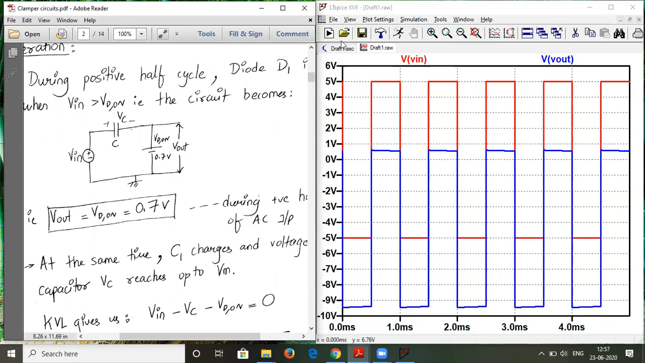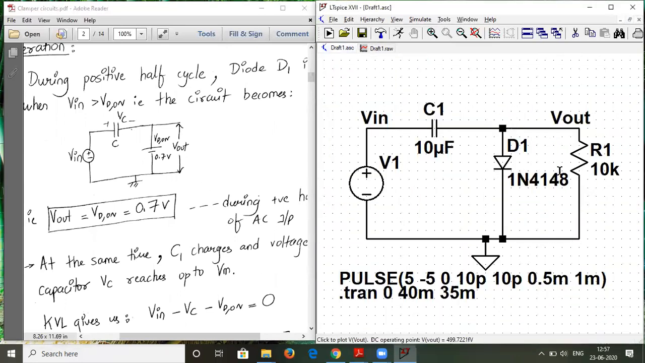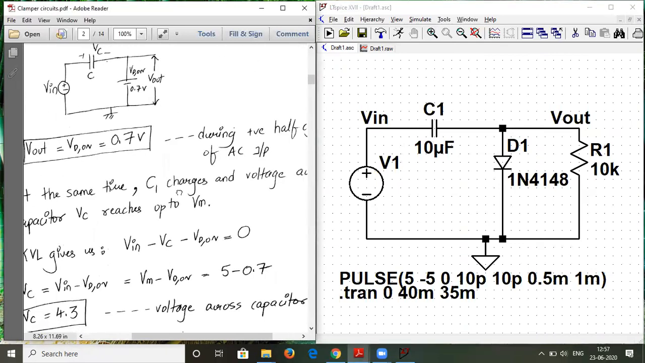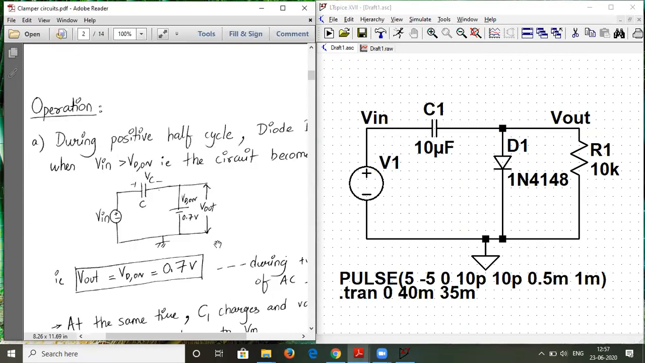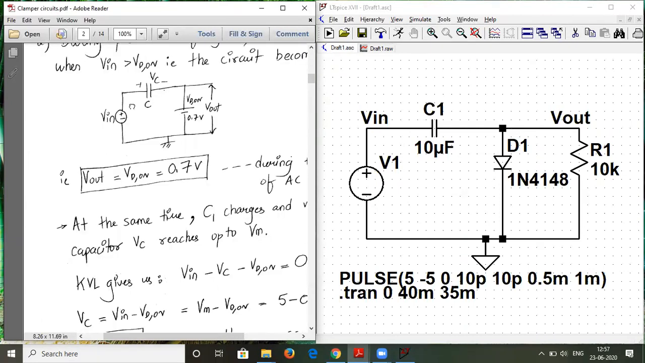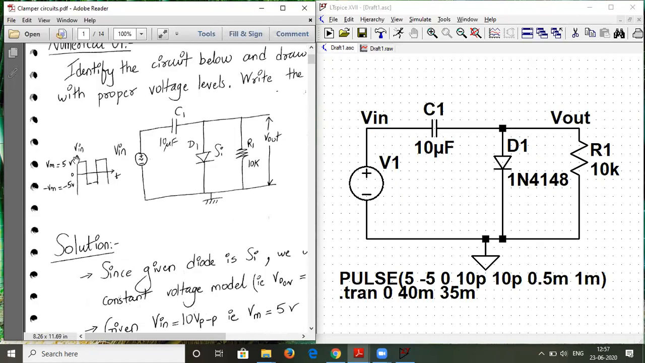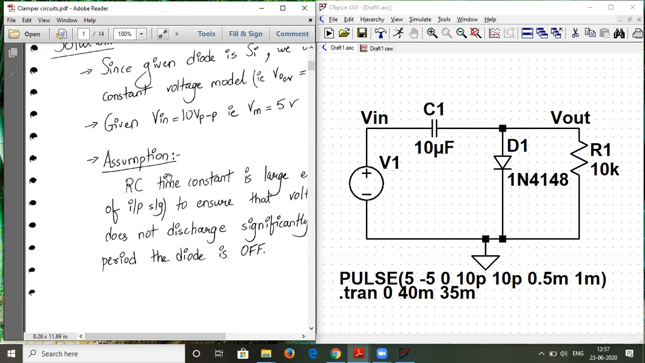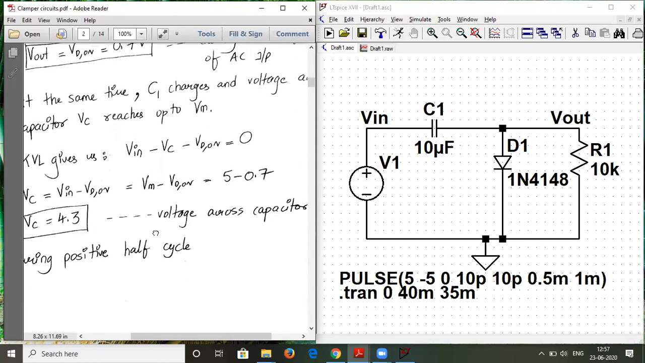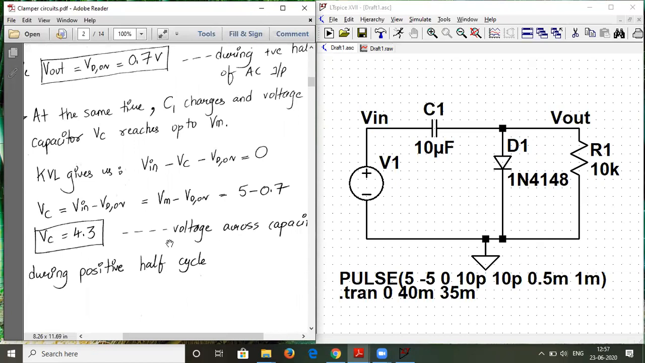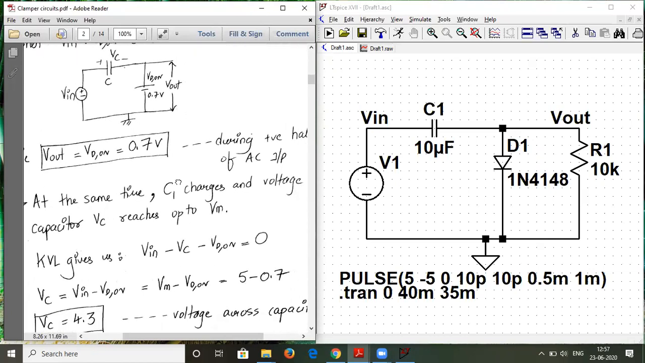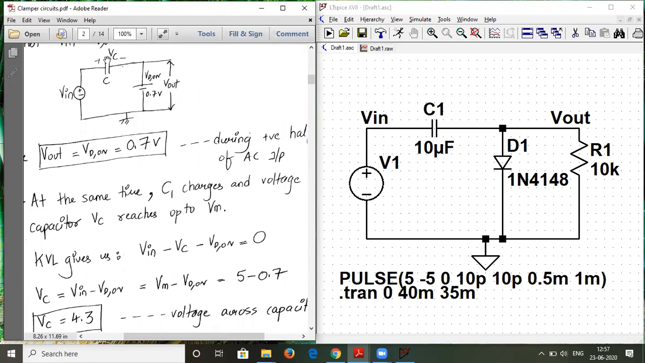So at the same time, when the diode is on, the capacitor starts charging, right? The capacitor charges, and the voltage across the capacitor, which is determined by this polarity, can reach a maximum up till Vm. Let me show you. This is my Vm. So the capacitor can reach a maximum up till this value. Now, if it reaches Vm, there will be a voltage developed across this capacitor.